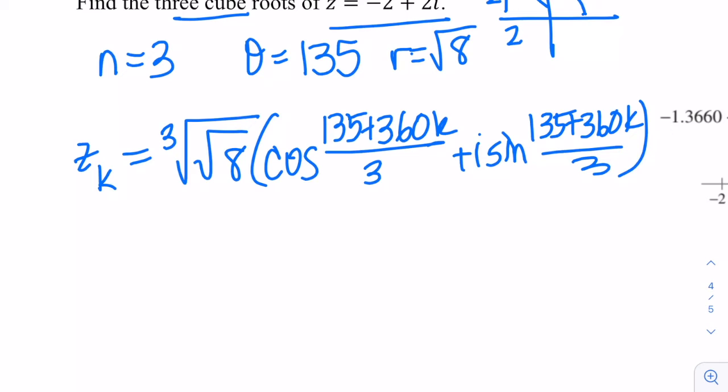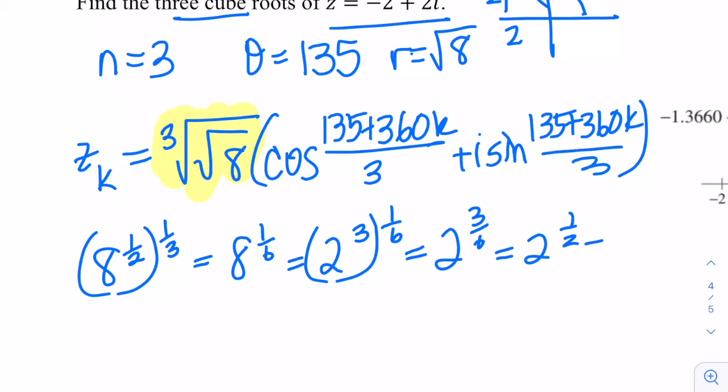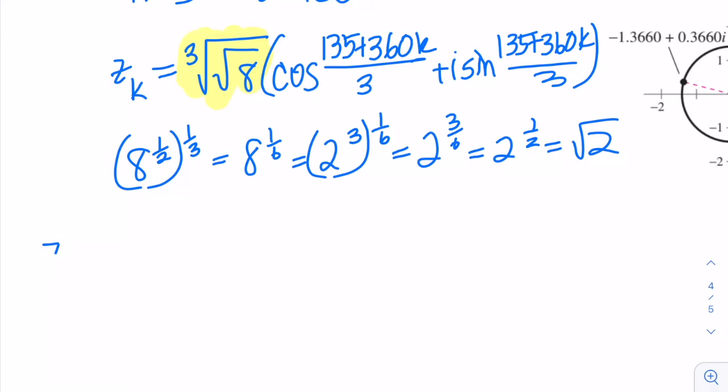Okay, what I'd like to do first is simplify this guy. So that's going to be 8 to the 1/2 to the 1/3. So we know that that's 8 to the 1/6. And we can simplify 8, right? That's 2 cubed. So 2 cubed would be 2 to the 3/6, or 2 to the 1/2, which is square root of 2. All right, so we're going to simplify that to square root of 2. So looking at the first root, it's going to be square root of 2. Square root of 2 is going to be the modulus for all of these.